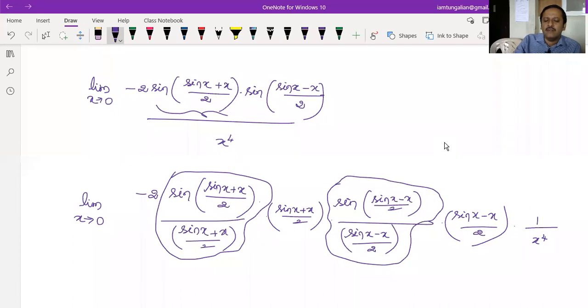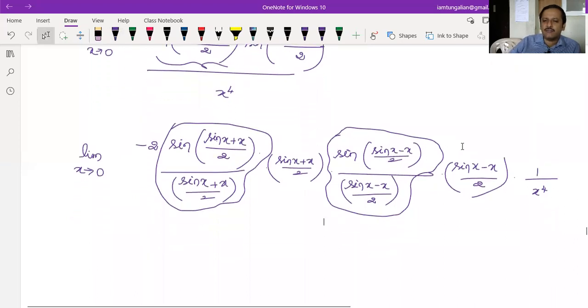How? When x approaches 0, sin x will approach 0. x will also approach 0. When x approaches 0, (sin x plus x)/2 also approaches 0. So this is as good as limit theta tends to 0, sin theta by theta. So this is equal to 1, this is equal to 1.